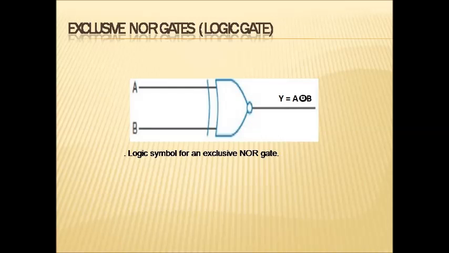Okay, here you can see the logic gate of an exclusive NOR gate. So that is the XNOR gate. The symbolic representation is Y equals A, a dot in a circle, B. So it can be read as A XNOR B.